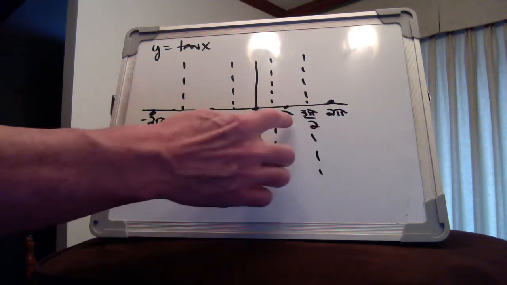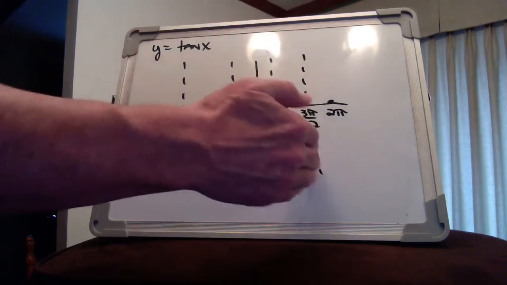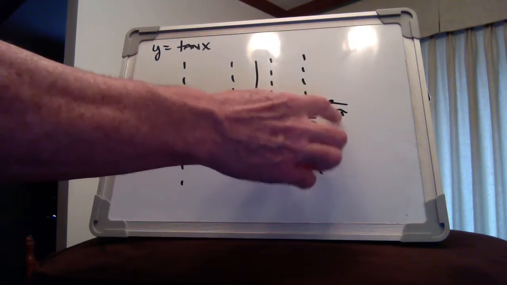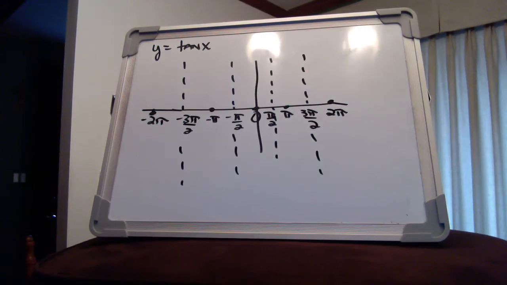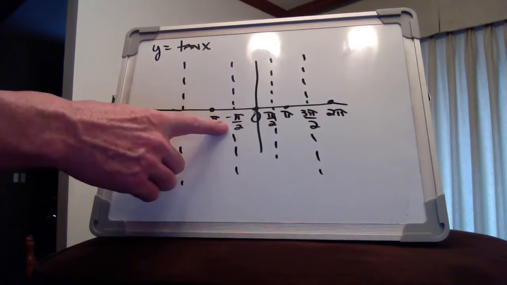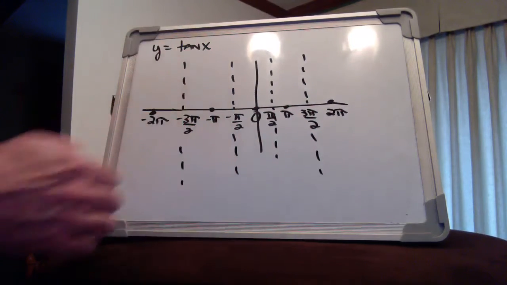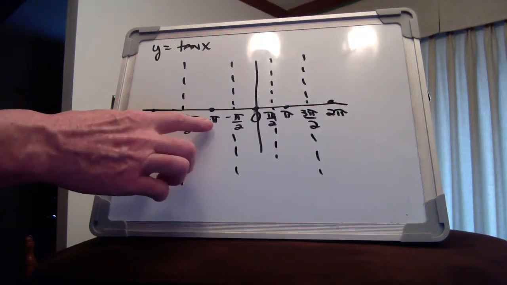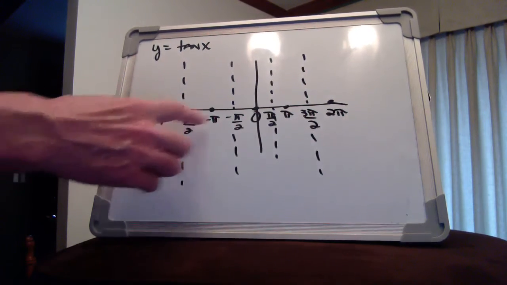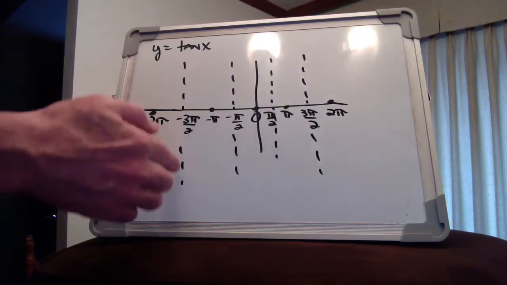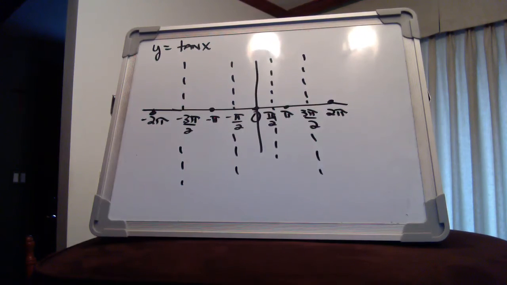And then we continue on, tangent of pi is 0, and then tangent of 3 pi over 2 is undefined. That's why I have a vertical dotted line, and tangent of 2 pi is 0, the same as this. And like I showed you, going in the negative direction here, tangent of negative pi over 2 is the same as tangent of 3 pi over 2, undefined, so I have a vertical dotted line. Tangent of negative pi is 0. And tangent of negative 3 pi over 2 is the same as tangent of pi over 2. So I have a vertical dotted line here. The tangent of negative 2 pi is also 0.